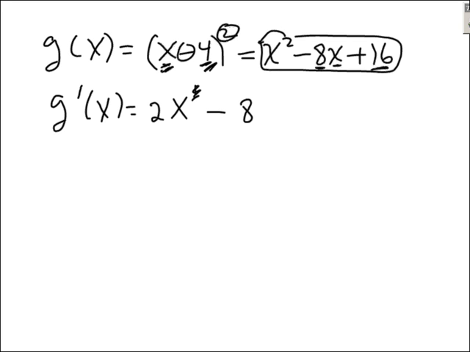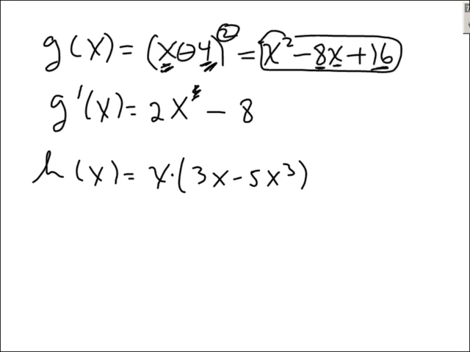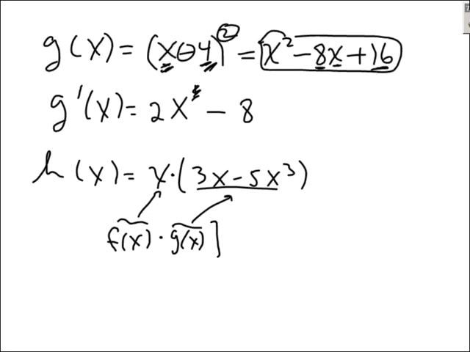If I told you that h of x was x times 3x minus 5x cubed, you don't know how to take the derivative of that. Nobody ever said that if you have one function like x multiplied by another function like 3x minus 5x cubed, the derivative is the derivative of f of x times the derivative of g of x. We never said that, so let's not put an equal sign.